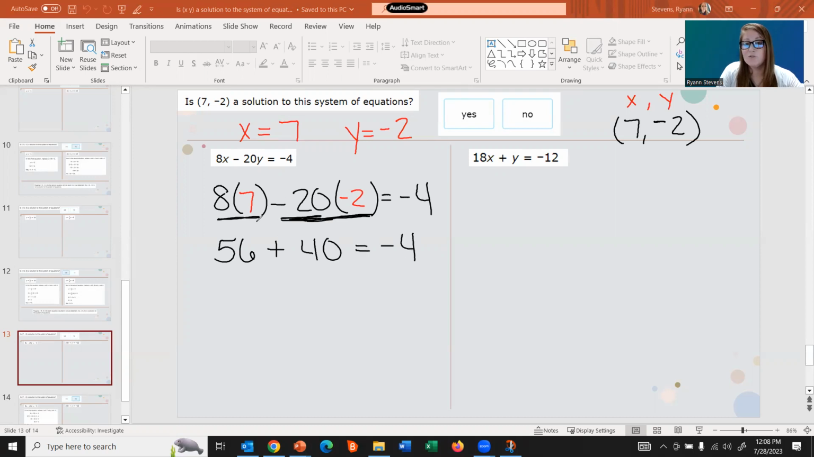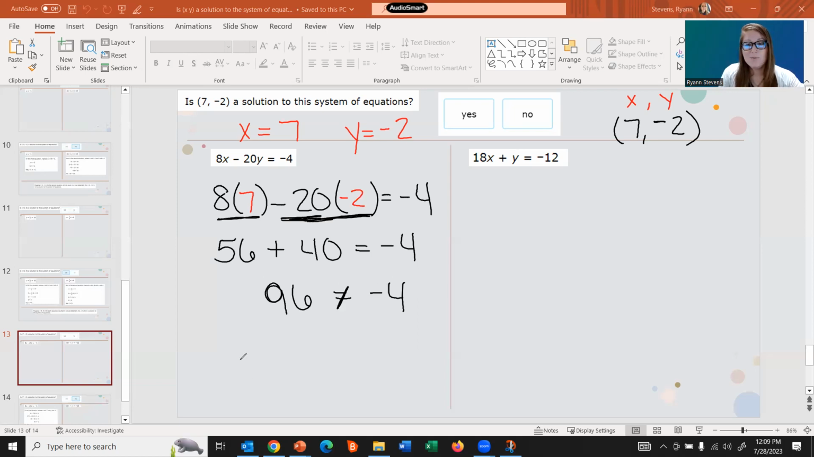Remember that sign, even though it's a subtraction sign, it can double as a negative sign that goes with that number next to it. So this would be minus 20 times -2 or a negative 20 times -2 in this case. And then we would say 56 plus 40 is 96. And 96 is never going to be equal to a -4.